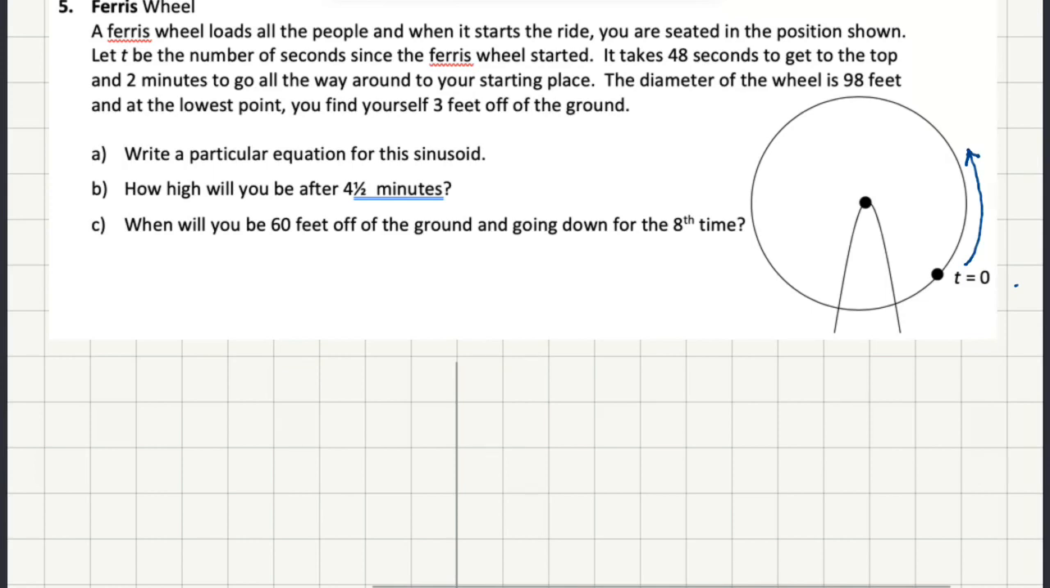The Ferris wheel is going to turn counterclockwise, but whether it turns clockwise or not, when you're on the ride, you're going to be starting to increase in height, and then you're going to decrease. So I've made a horizontal and a vertical axis. The problem says let t be the number of seconds since the Ferris wheel started. So our height's going to vary with respect to time.